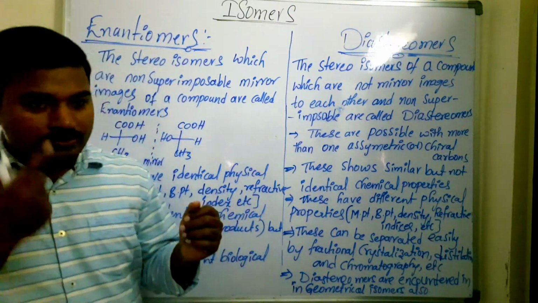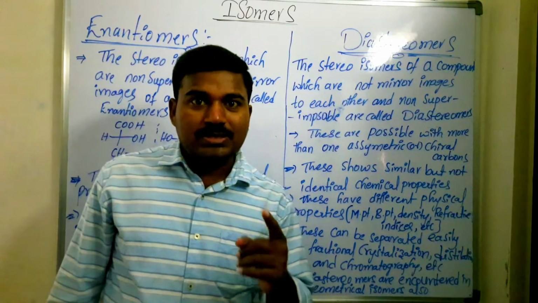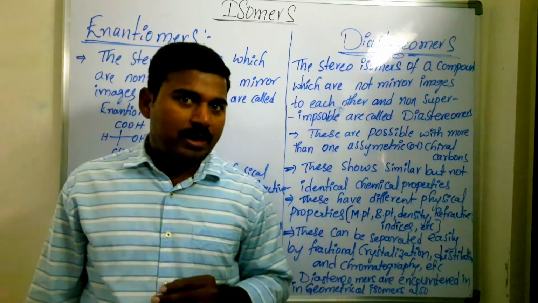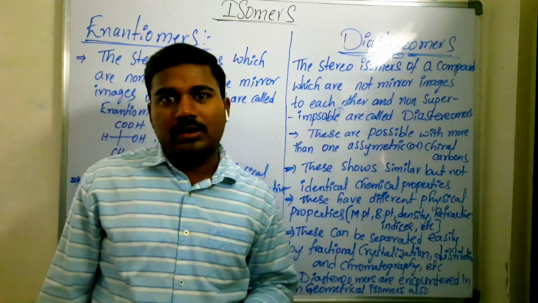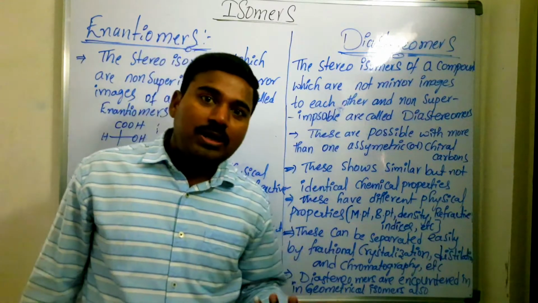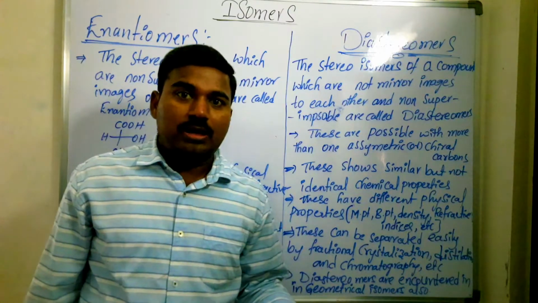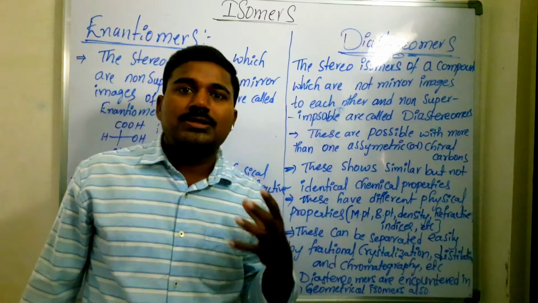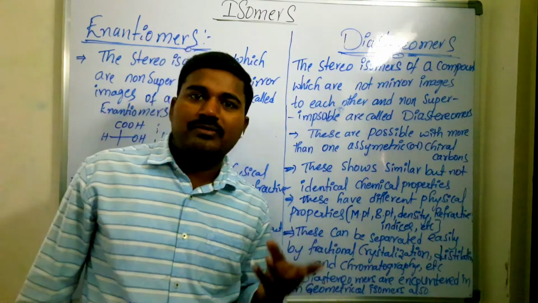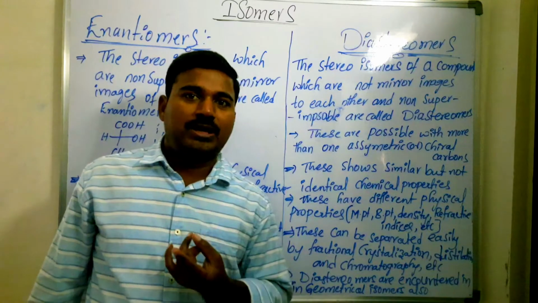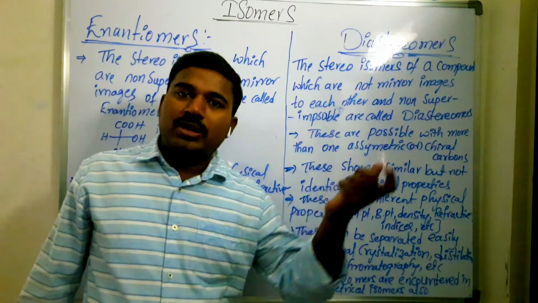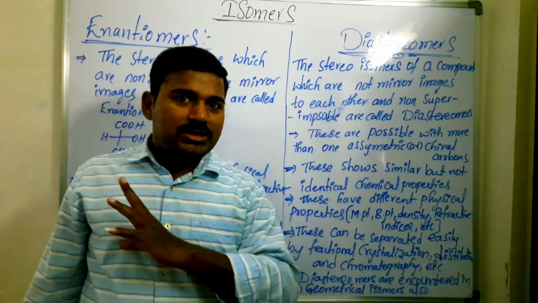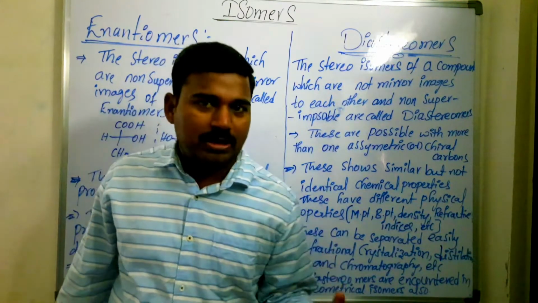So in the previous video we had seen that if an organic compound has at least one chiral carbon, then it is said to be optically active. If it has more than one chiral carbon, then it may be optically active or it may not be optically active. It depends on the symmetry. If that organic molecule has any type of symmetry element like a plane of symmetry, center of symmetry or axis of symmetry, then even though it contains chiral carbons, it is optically inactive. If it does not have any symmetry element, then it is optically active.